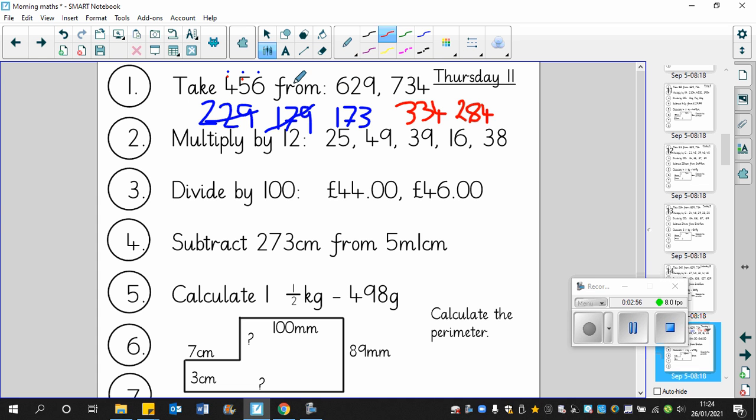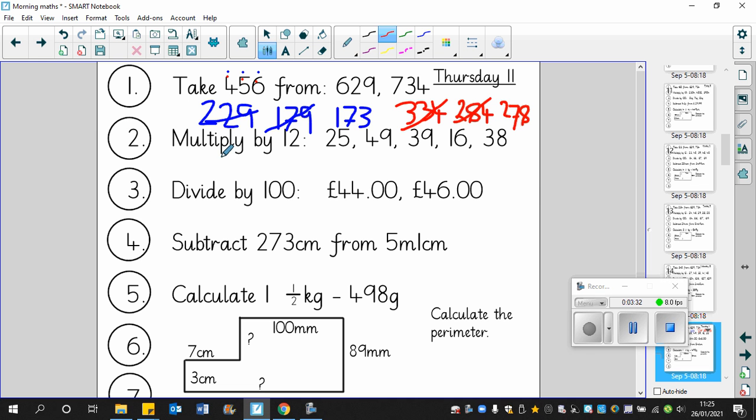So we've taken away the 400, the 50, and now we finally need to take away the 6. Now the 1 will change. So 284 take away 6 is 283, 282, 281, 280, 279, 278. So 278. And that's the final answer. So do this, cross that out. So 734 take away 456 is 278.